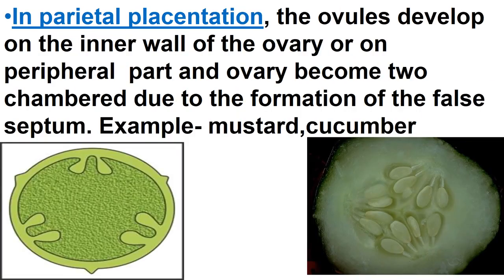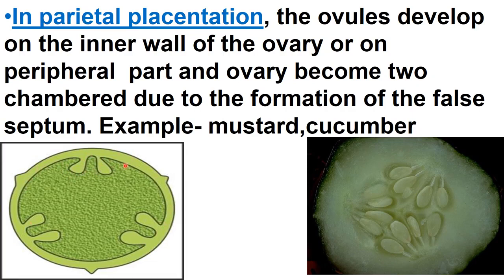The next type of placentation is parietal placentation, and here the ovules develop on the inner wall of the ovary, or you can say on the peripheral part. And the ovary becomes two-chambered due to the formation of a false septum. See here, this is the complete ovary, and this is the inner wall of the ovary, and these are the ovules attached to the inner wall of the ovary. These ovules are present at the peripheral position.